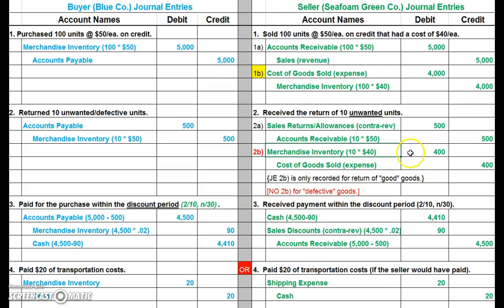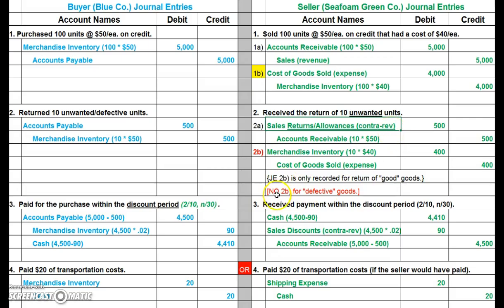We're not going to deal with any restocking fees here or anything. So we need to debit our merchandise inventory account for $400. And we will then credit our cost of goods sold expense account. So other than using the sales returns and allowances contra revenue account on the debit, if you look up here, journal entry 2A and 2B are just a flip-flop of journal entry 1A and 1B. Again, except for the use of the contra revenue sales returns and allowances in journal entry 2A.